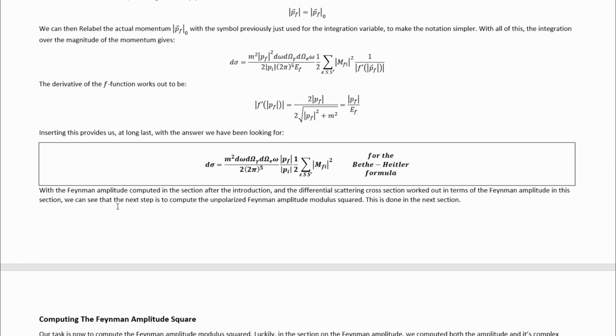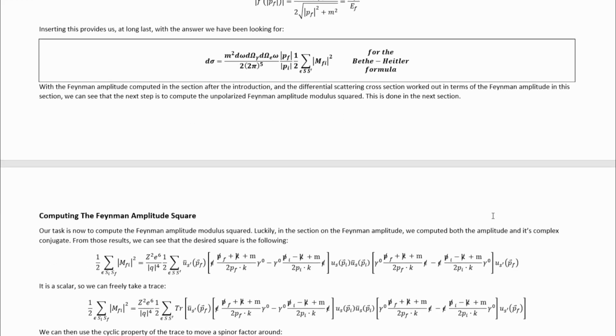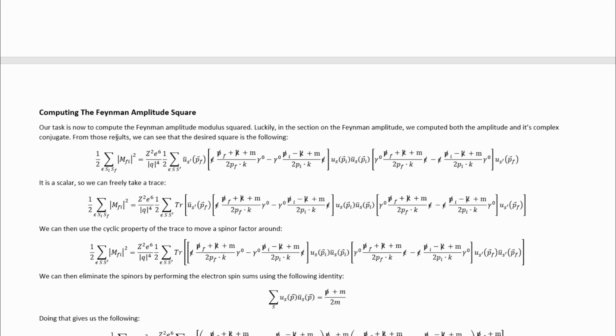In this section, we can see that the next step is to compute the unpolarized Feynman amplitude modulus squared. This is done in the next section. Our task is now to compute the Feynman amplitude modulus squared. Luckily, in the section on the Feynman amplitude, we computed both the Feynman amplitude and its complex conjugate, so we can simply write out the needed square right here, which is just that.